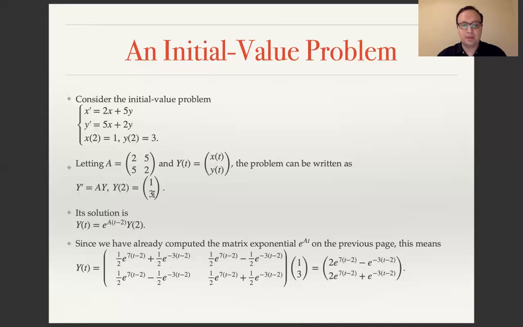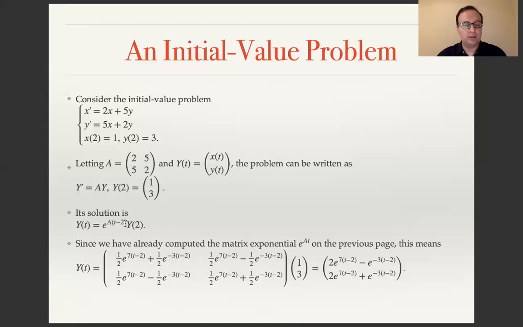Okay. So first, this is a homogeneous equation. There is no source term. And then the solution is given just by a matrix exponential. So Y of t is equal to e to the A times (t minus 2) times Y of 2.